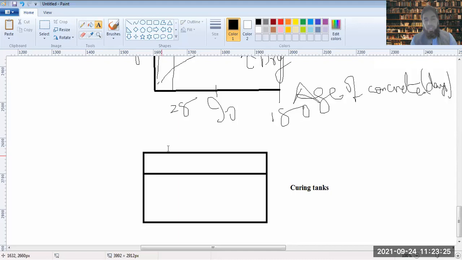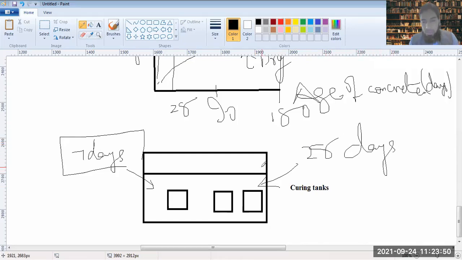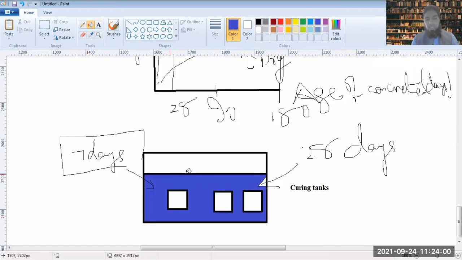What is done in curing tanks is that the concrete sample, which is a cube sample, is placed in water for a period of at least 7 days. While testing it, if you want to know the overall compressive strength, you can go for 28 days of curing of the samples within the curing tank. Now in a curing tank, you have water, and the sample is placed within that water.